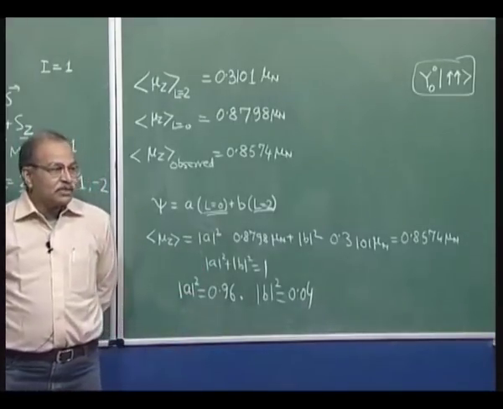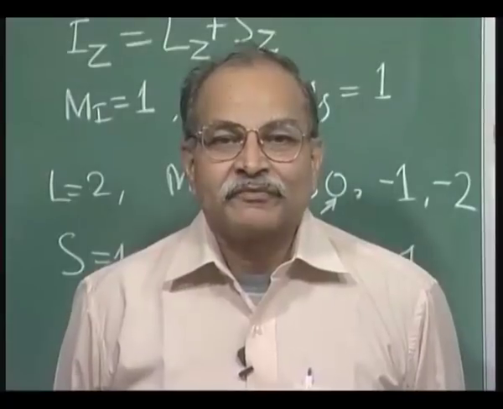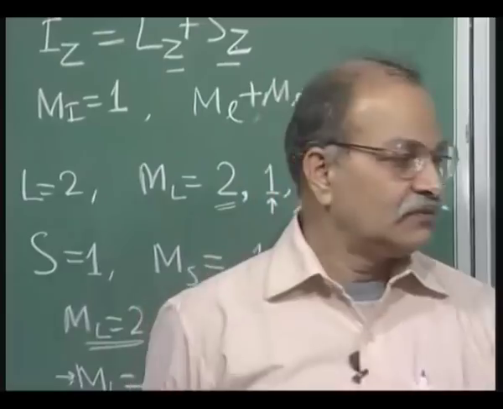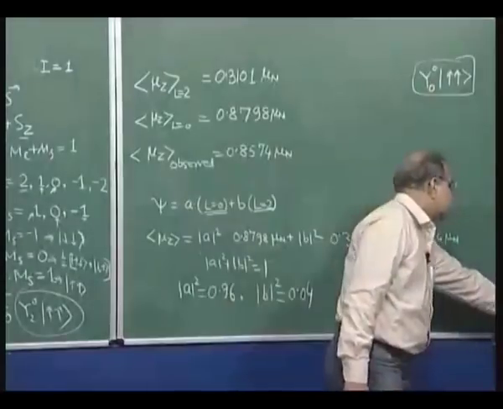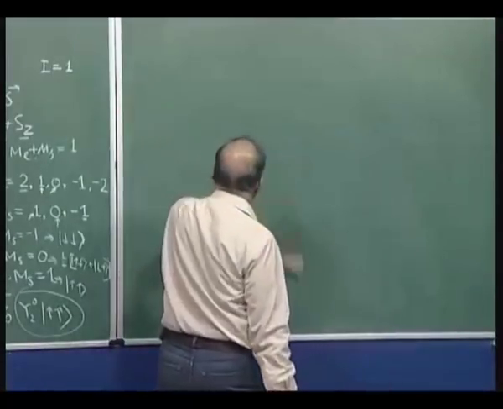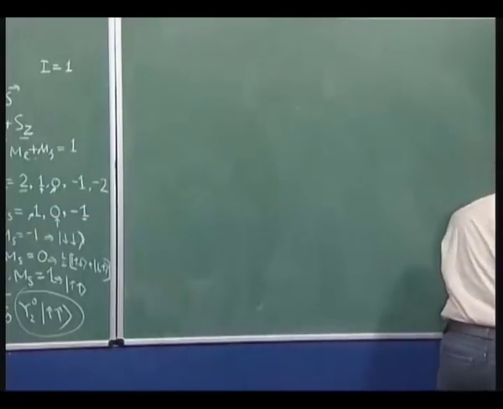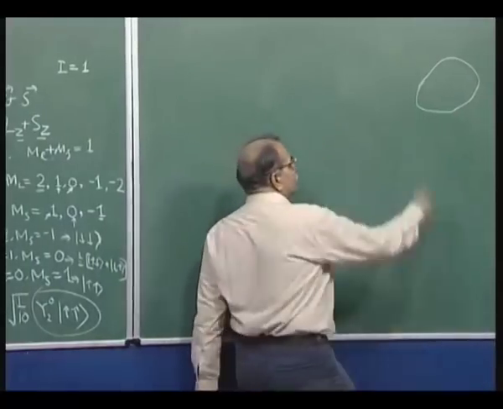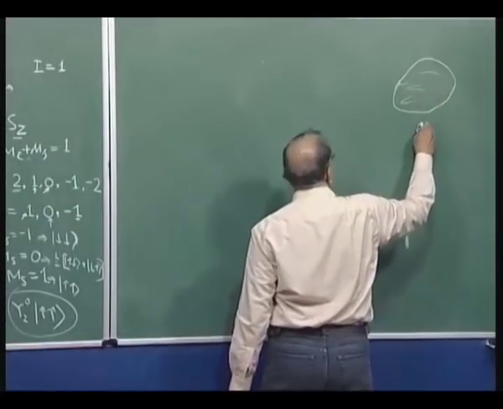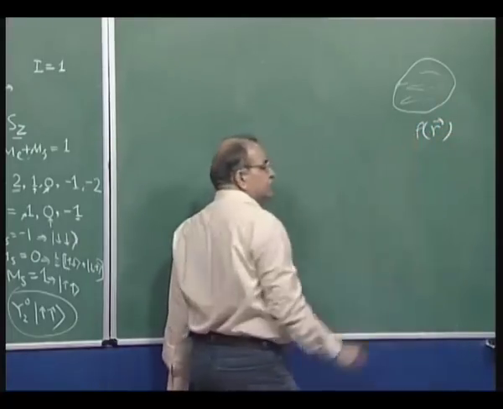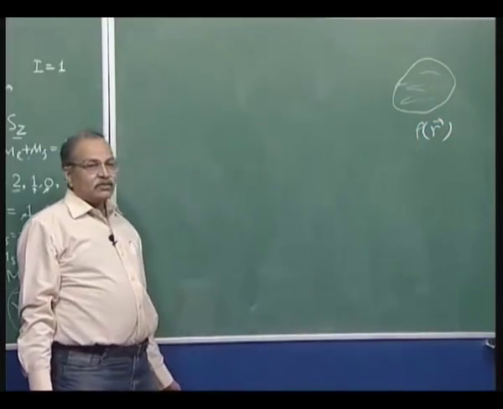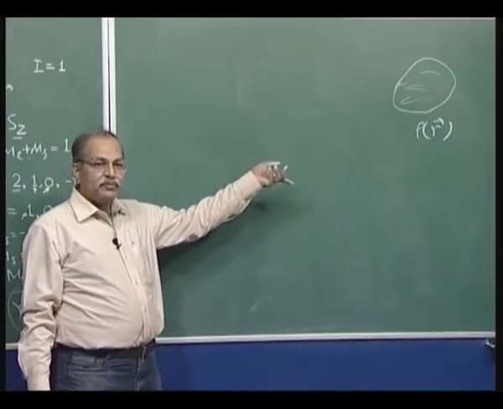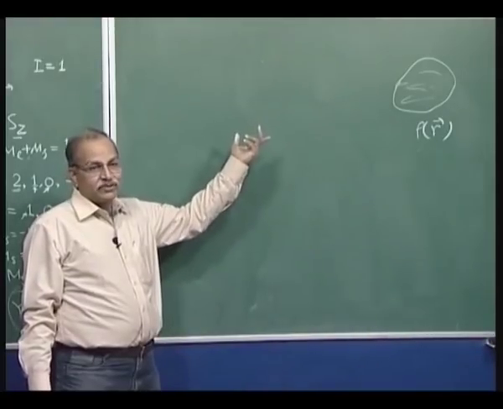Now, a similar conclusion can be drawn from what we call the electric quadrupole moment. You know the electric quadrupole moment of a charge distribution. If you have a charge distribution, there is some charge in some volume, given by rho r. Rho is the charge density, charge per unit volume. You can write its monopole moment, then dipole moment, then quadrupole moment, octopole moment, and so on.